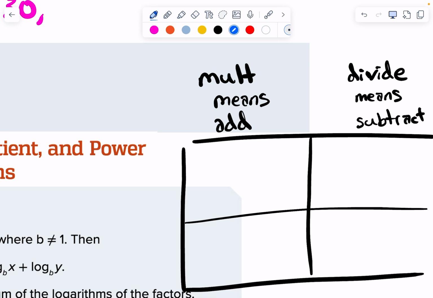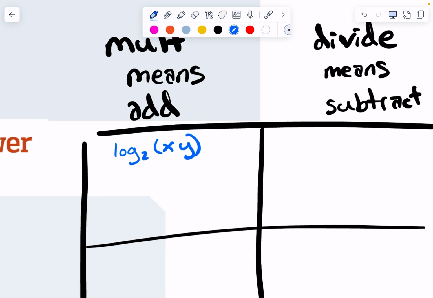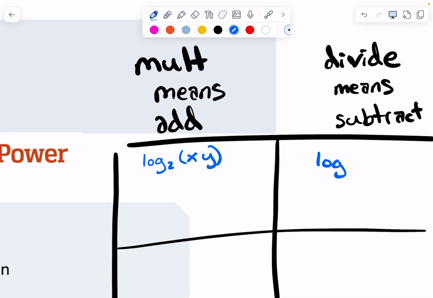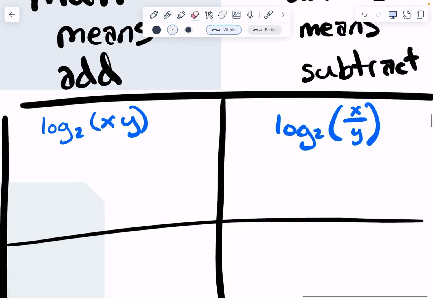Got it. Okay, let's say I have log base 2 of, let's say xy. Log base 2 of xy. And then let's say I have log base 2 of x over y over here. Okay, let's talk about what those guys mean. So log base 2 of xy, log base 2 of x over y. All right. I'll give you a second.